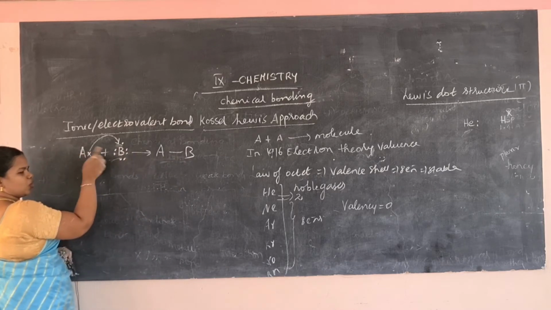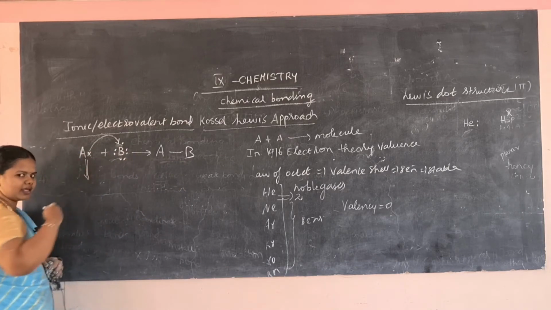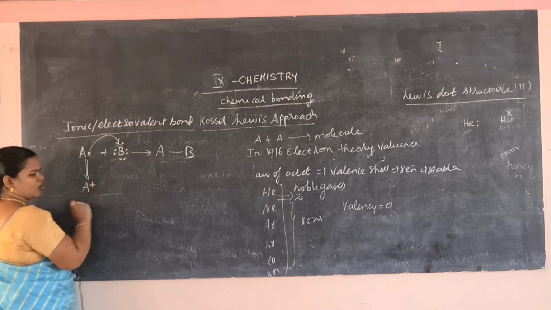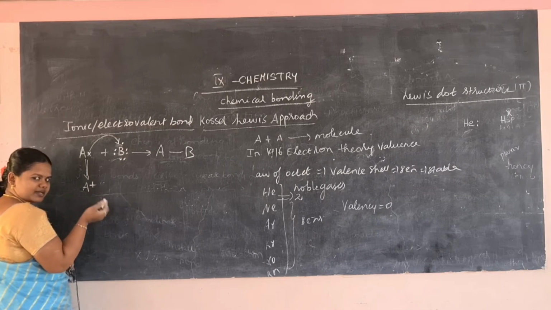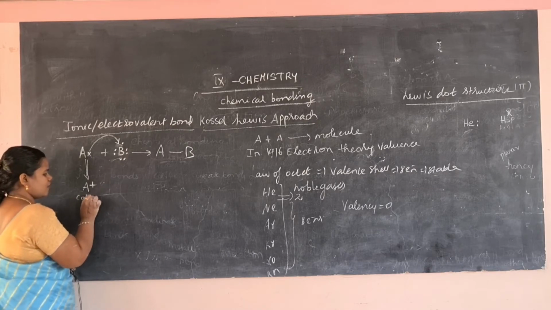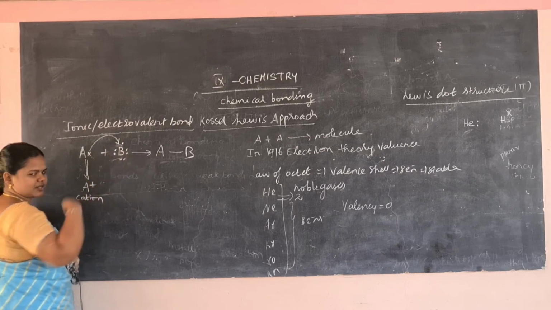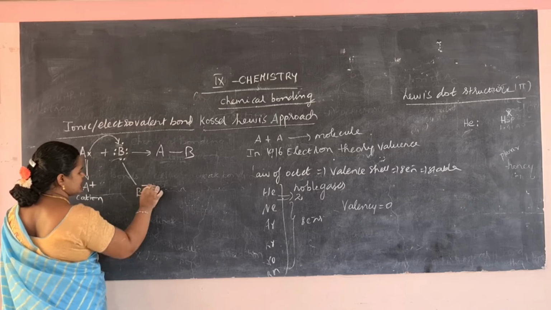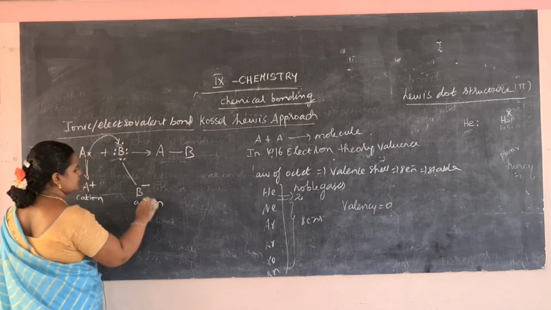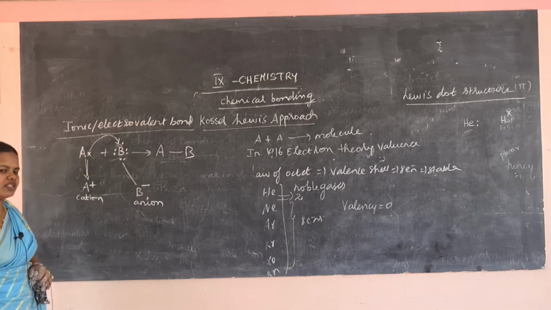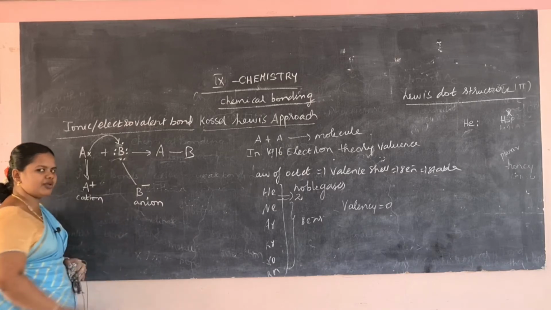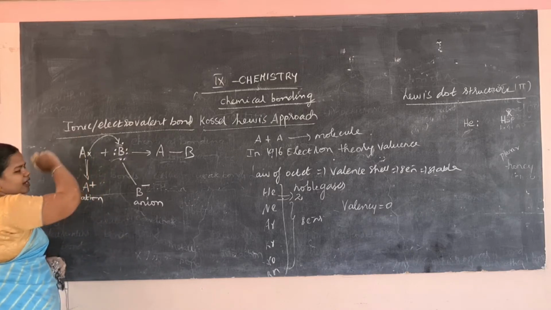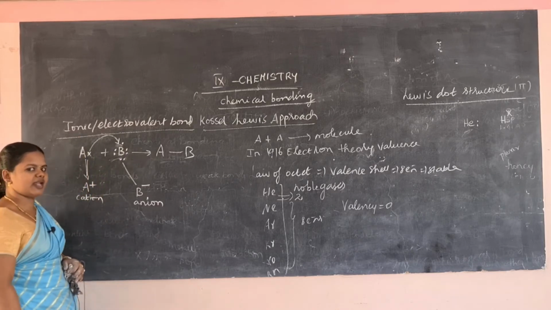When this forms, since A gives an electron, it attains a positive charge, that is A plus. Because it gave one electron, it attains a positive charge A plus, that is, a cation is formed. Since B receives 1 electron, it attains a negative charge, that is B minus. An anion is formed. Since ions are formed during this reaction, that bond is known as what? Ionic bond. That is why we call it ionic bond: ions are formed.